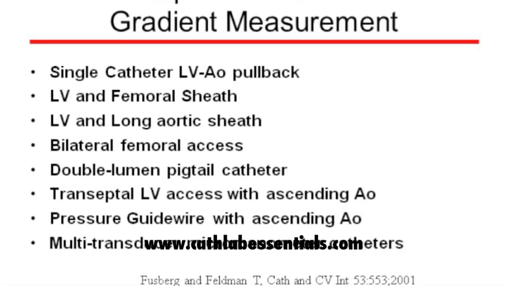Here is a list of techniques for measurement of aortic valve gradients from worst technique to best technique. The single catheter LV pullback is a rough measurement and unreliable for accurate data. LV and femoral sheath is commonly used but has the problems just identified. A longer aortic sheath in the central position reduces the femoral delay and overshoot. Bilateral femoral access, double lumen pigtail, transseptal access, pressure guide wire and ascending aorta with ascending aorta pressure, and multi-transducer micromanometers are all excellent methods, and the individual performing the procedure can elect.